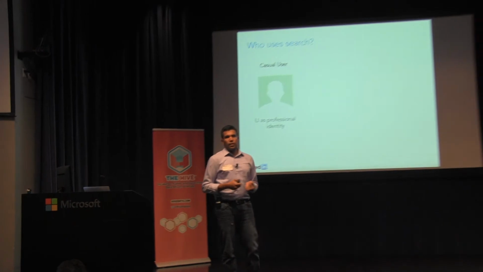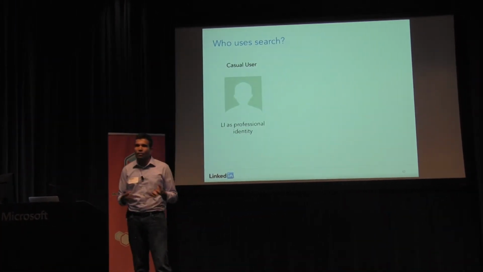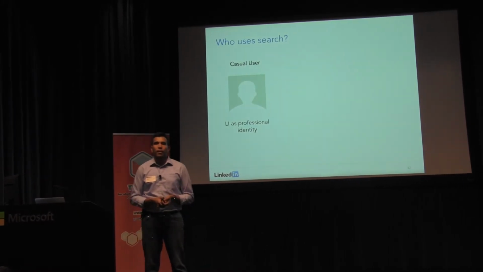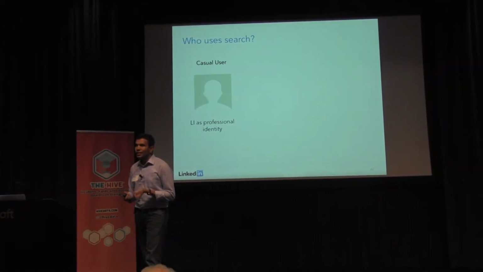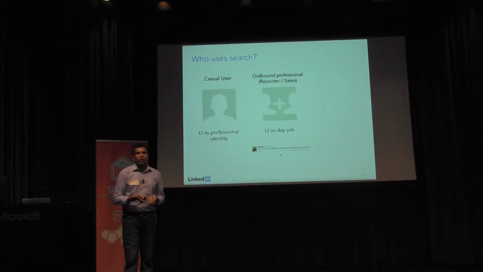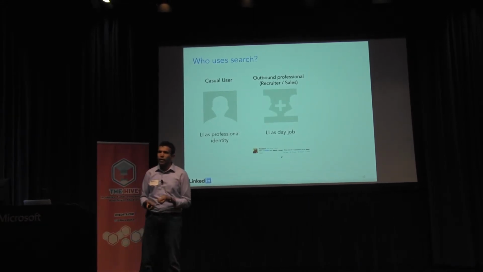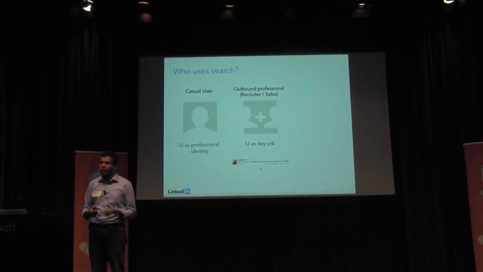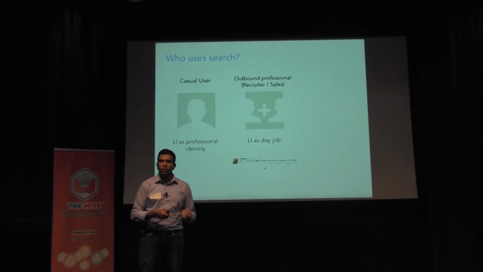So let's discuss a little bit about who uses search. It starts with the casual user, the average LinkedIn member that uses LinkedIn on a monthly or a weekly basis. They think of LinkedIn as their professional identity, and they don't necessarily actively network on LinkedIn. Then comes the outbound professional, the recruiter that's looking to hire talent, or the sales professional that's trying to gather sales leads and prospects. They think of LinkedIn as part of their day job.